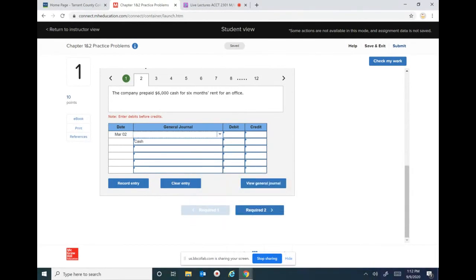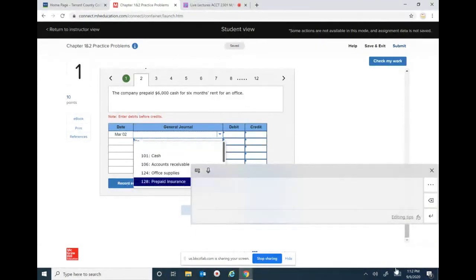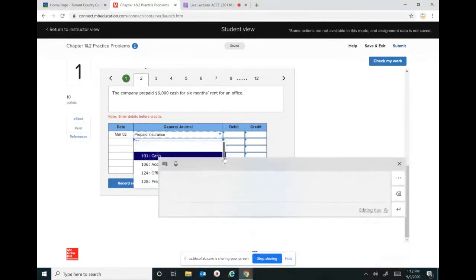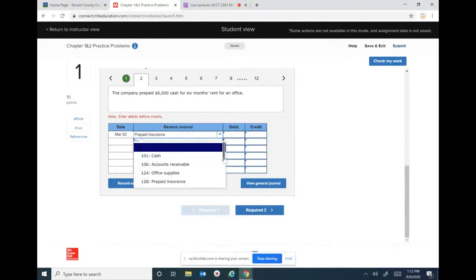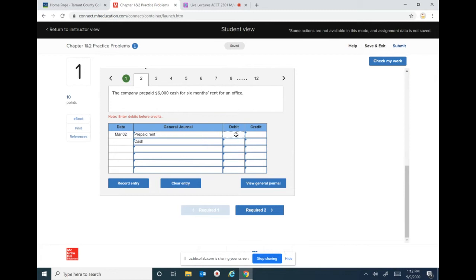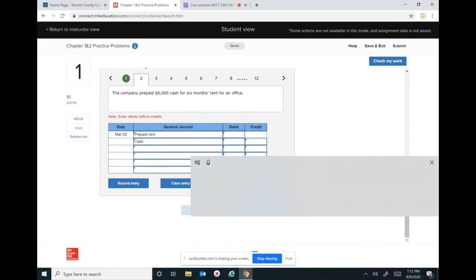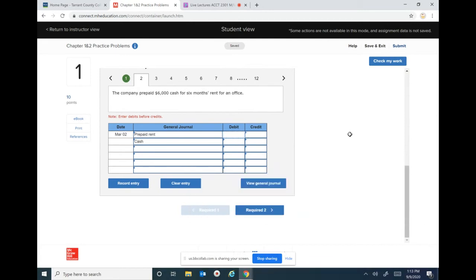Anyway, so cash is the account that goes down. The account that goes up, however, is the prepaid rent, not prepaid insurance. So if I scroll down a little bit, I should be able to find another prepaid account. So now let's see if it's going to let me debit and credit. So here's my $6,000 debited in this account.